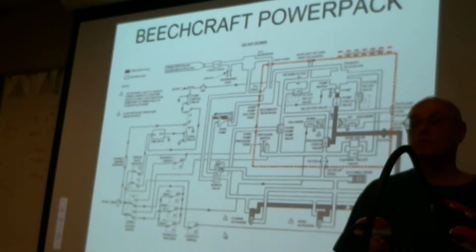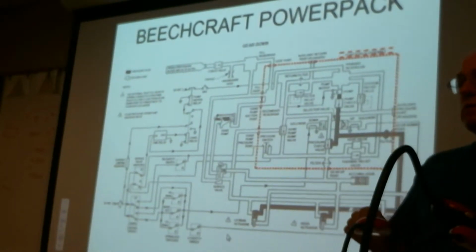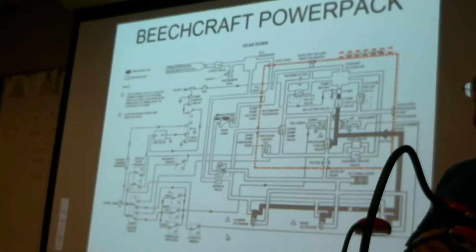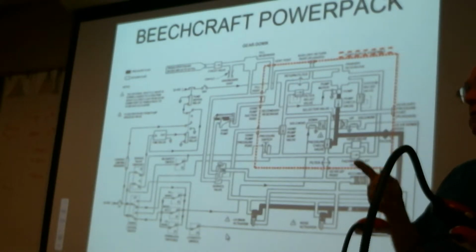The FAA will have a question for you as a test question. If you see a dotted box on a schematic, what does it indicate? What do you suppose it indicates? Power pack. I want you to remember that.